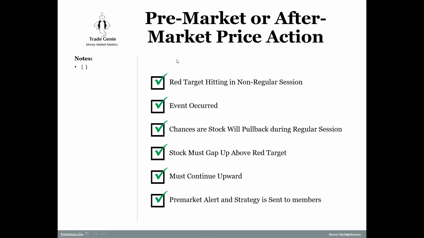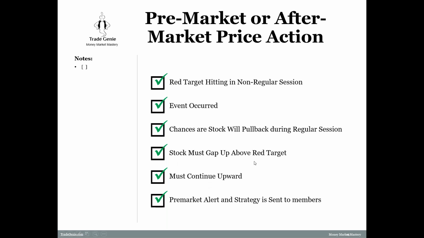So it is very important to know your position in the pre-market. If the red target is hit in a non-regular session, important: the stock is likely to pull back during the regular session. If you're not aware of it pulling back in the regular session, especially if you have an option, you don't have a chance to sell. By the time the option market opens, the position is already down. You were supposed to make money, and now you're losing money.